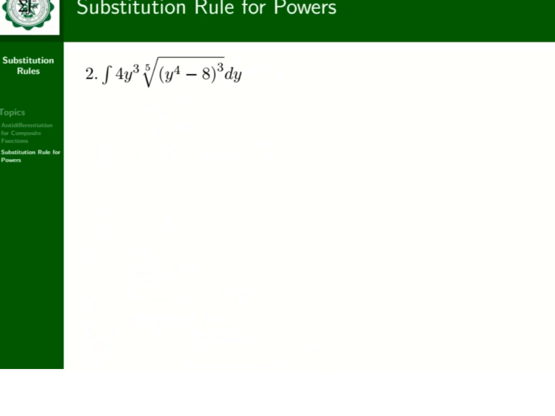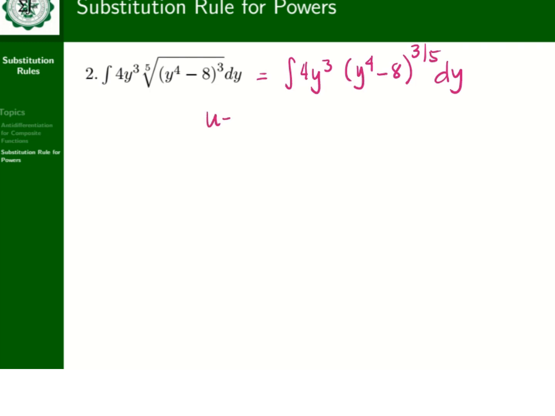For our next example, let us find the indefinite integral of 4y cubed times the fifth root of the quantity y to the fourth minus 8 raised to 3 dy. So first, let us transform our given into the power form. So this is equivalent to 4y cubed times the quantity y raised to 4 minus 8. So this is raised to 3 over 5, and then we have dy. Now, let us check whether substitution rule for powers will work for this given.